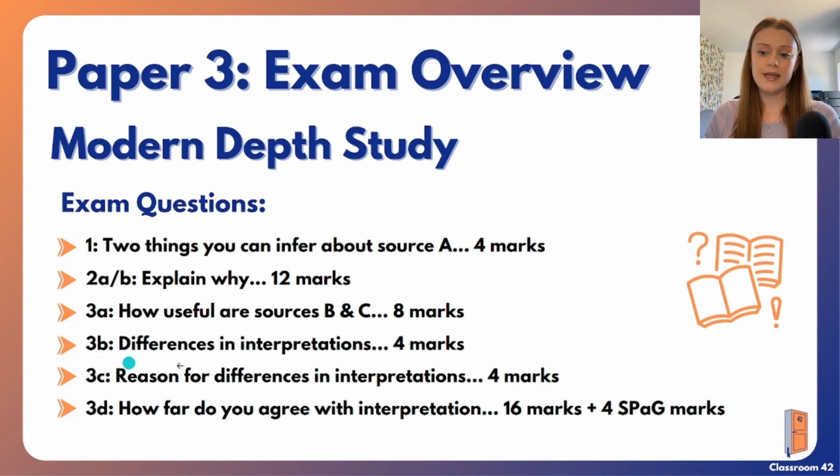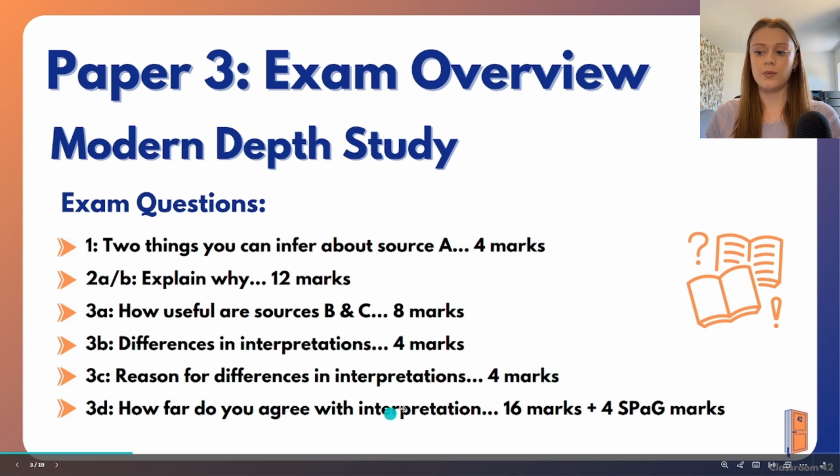Your question 3B is differences in interpretations, and that's worth 4 marks. 3C is reasons for differences in interpretations, and that's also worth 4 marks. And then 3D is how far do you agree with the interpretation, and that one is your 16 marker with 4 marks for SPAG as well.